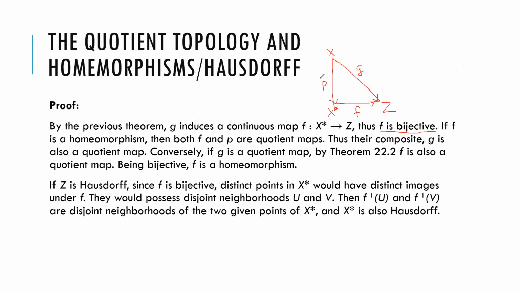So we know that P is a quotient map and G and F are continuous. P and G are surjective. And we need to get that F is bijective.